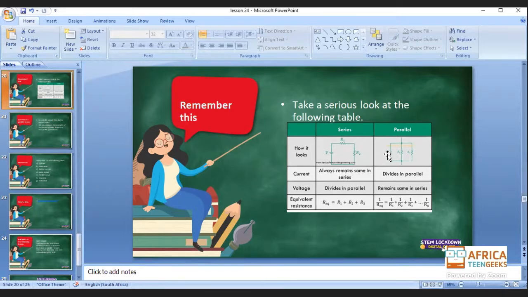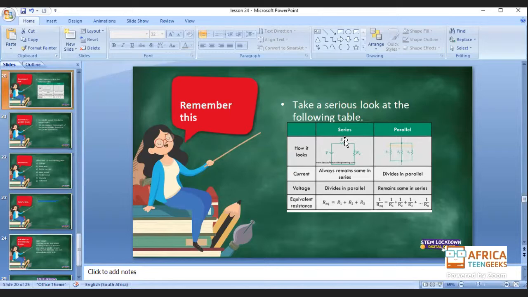Resistor 1, resistor 2, and resistor 3 are parallel to each other, while they are in sequence for a series circuit. They are in series. They are following each other. You see resistor 1 there, resistor 2 there. They are following each other.